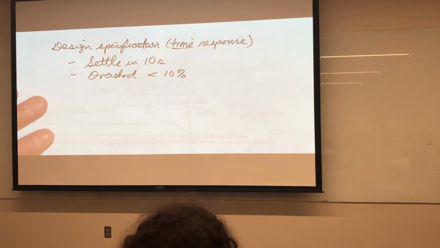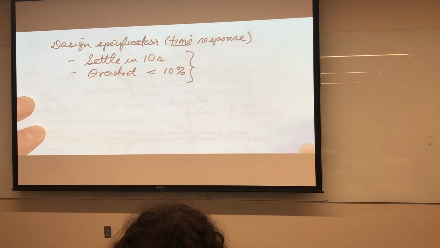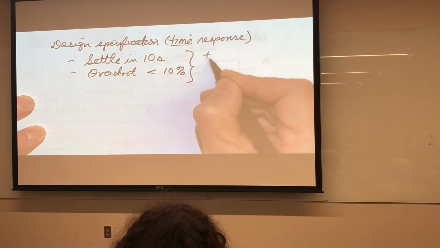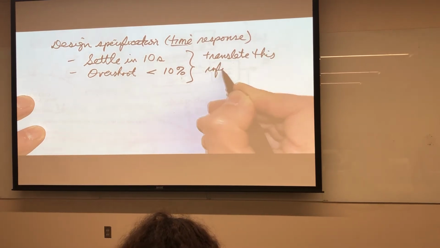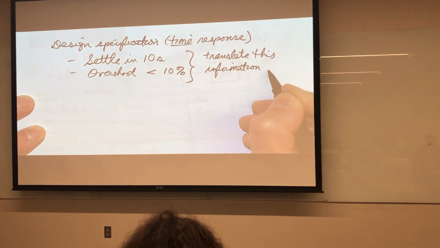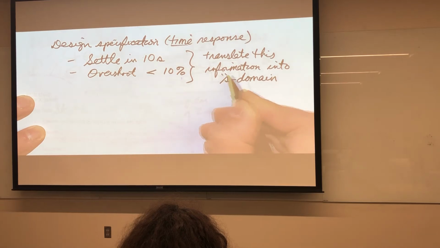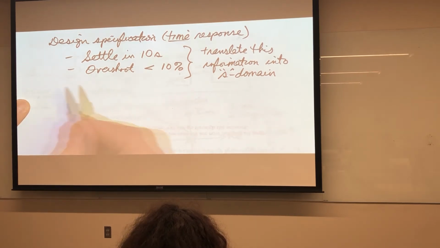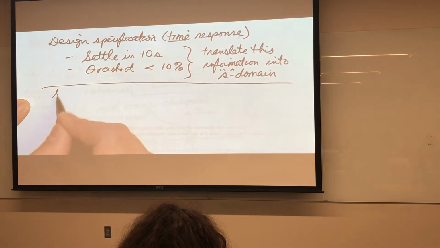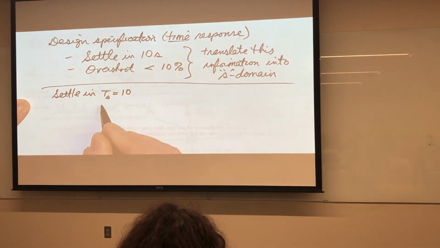Now what we have to do is take this information and say, what does this mean in S domain? Translate this information into S domain. We're doing S domain design in this class. Continuous time, Laplace transform. So for example, let's take a look at the settling time. The settling time is equal to 10.